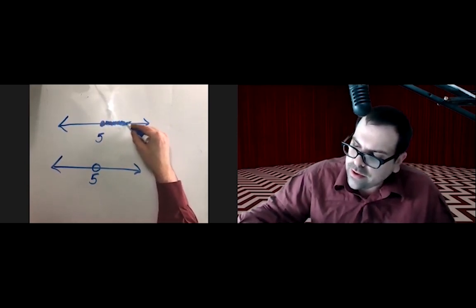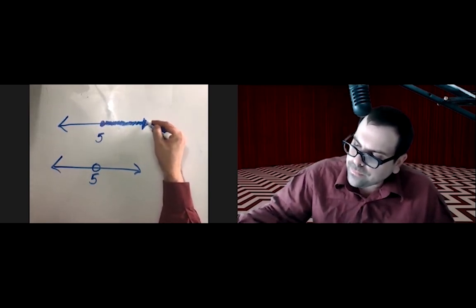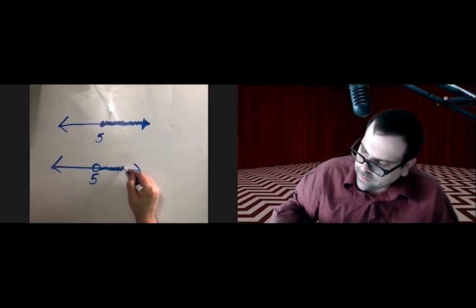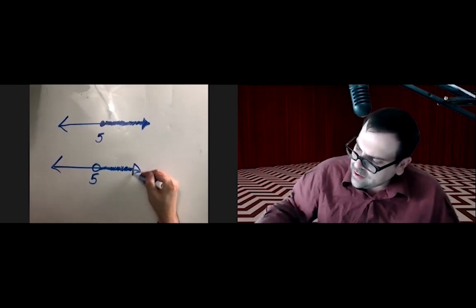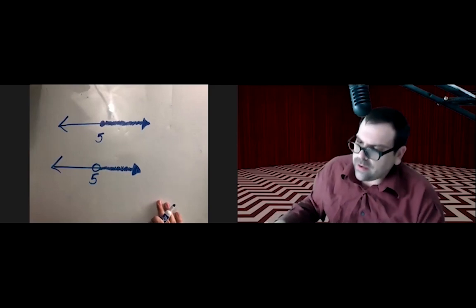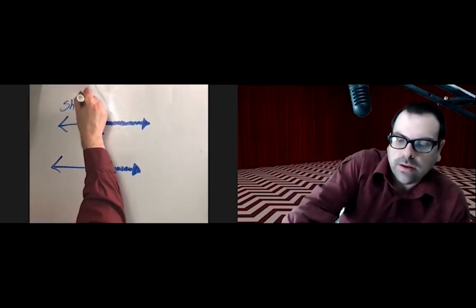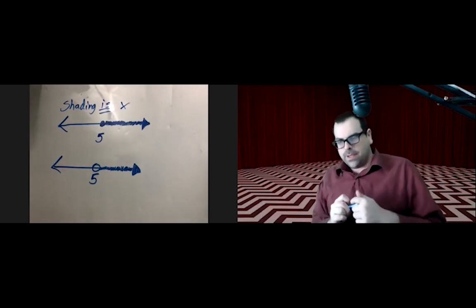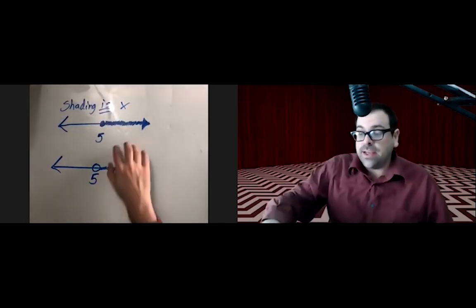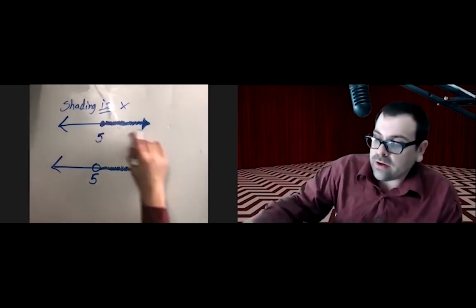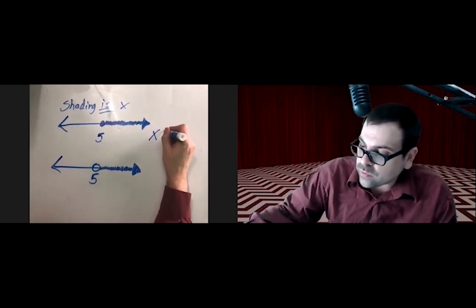If I shade everything to the right, and notice when I'm shading, when I get to the end, I fill in the arrow tip as well to indicate that the shading would continue forever in that direction. The shading is x. The shading is your variable, okay? So if we're looking for x here, x is everything to the right of 5. It's everything greater than 5. x is greater than 5.